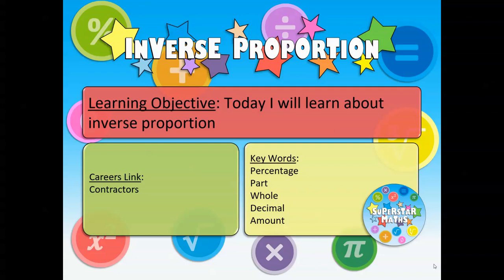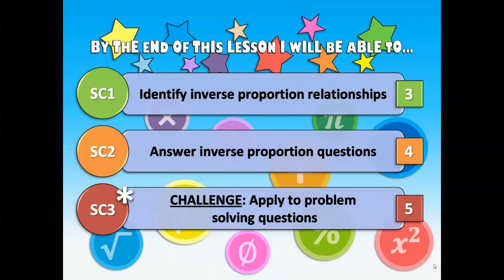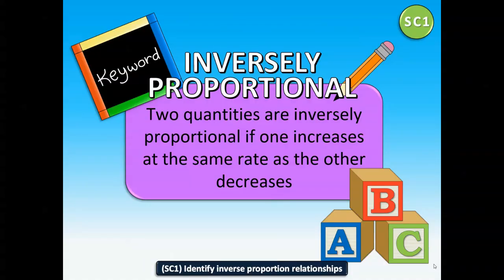Hi guys, welcome back. Today we are going to learn about inverse proportion. We've got 3 success criteria, and the first one is to identify inverse proportion relationships. So 2 quantities are inversely proportional if one increases at the same rate as the other decreases.